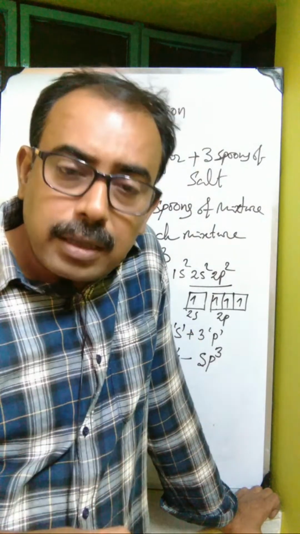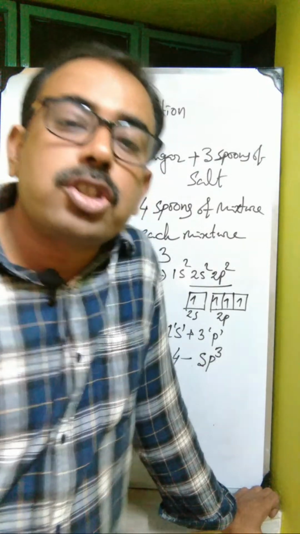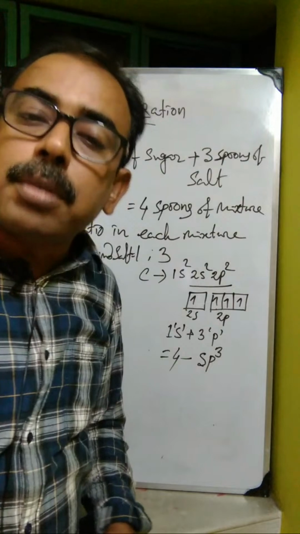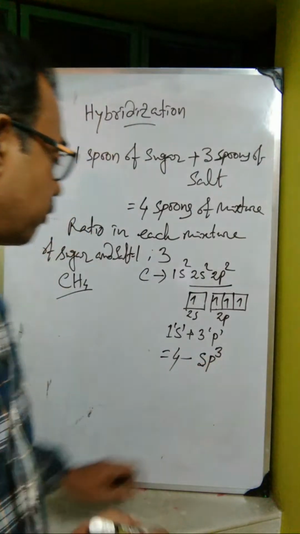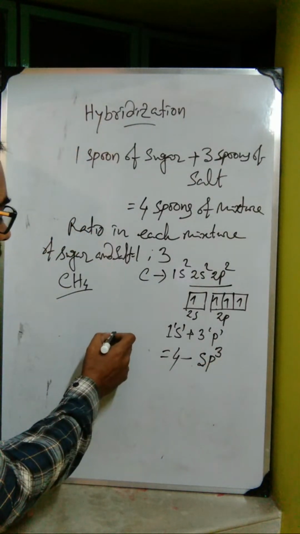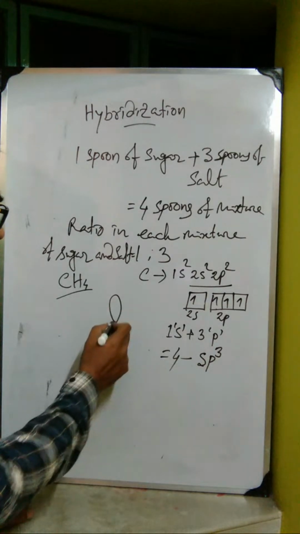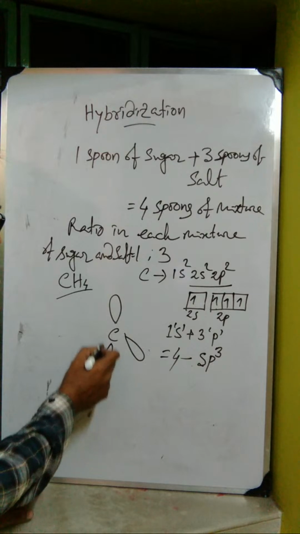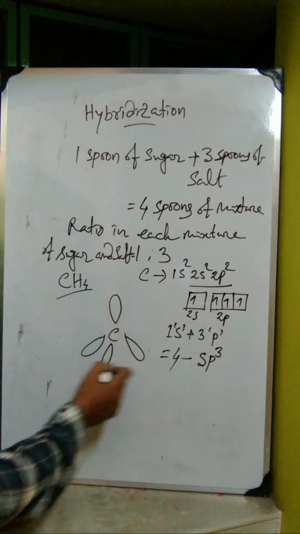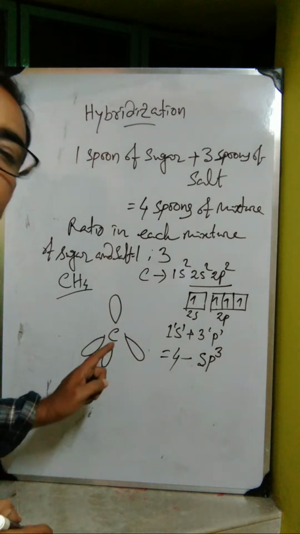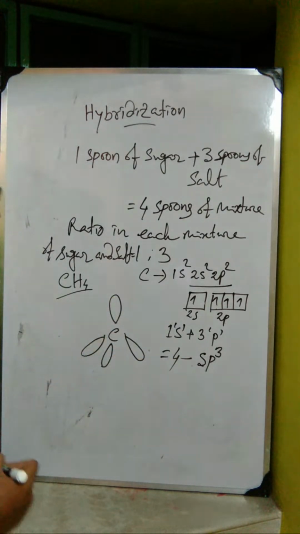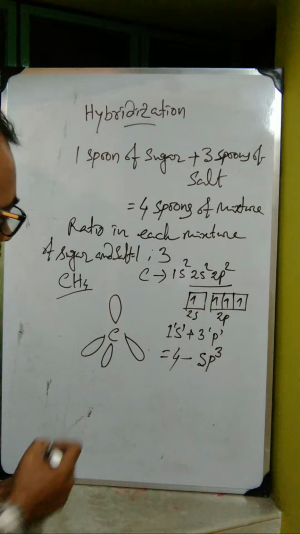Now 4 sp3 hybridized orbitals will expose themselves around the central atom carbon in a definite manner depending upon the state of hybridization. If the state of hybridization is sp3, then we have to remember that the 4 sp3 hybridized orbitals will tetrahedrally expose themselves around the central atom carbon. Okay, so these are sp3 hybridized orbitals which are placed around the central atom carbon in a tetrahedral manner.